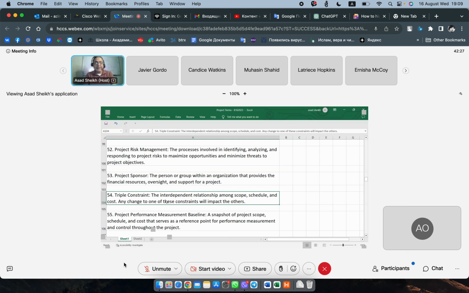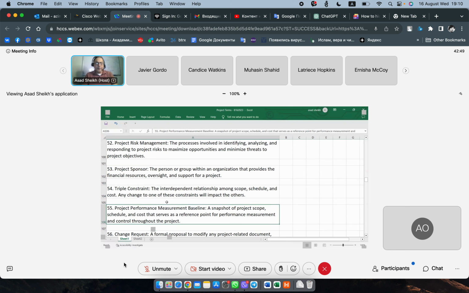So this triple constraint is what the project manager is really focusing on during monitoring and control of the deliverables, of the effort that the team is doing. Looking at the scope, making sure that they are building it within the scope, within the time, and within the budget.